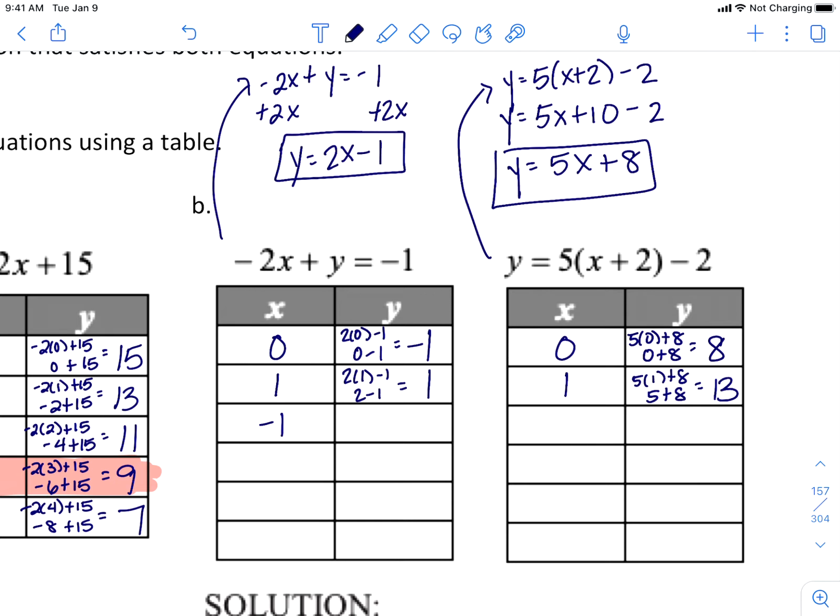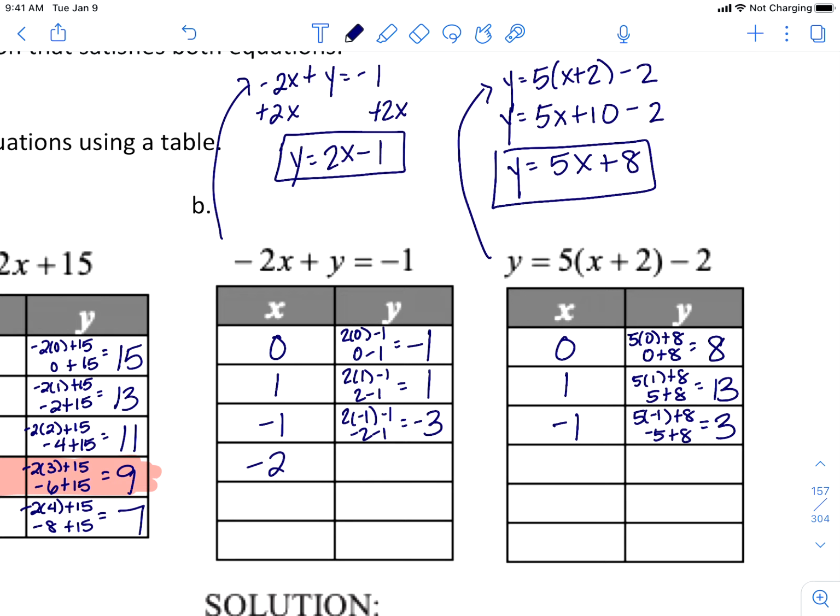Let's do negative 1. So now I have 2 times negative 1 minus 1. Negative 2 minus 1 gives us negative 3. Here we have 5 times negative 1 plus 8. Negative 5 plus 8 gives us 3. So we're getting closer together. Let's keep going in the negative direction.